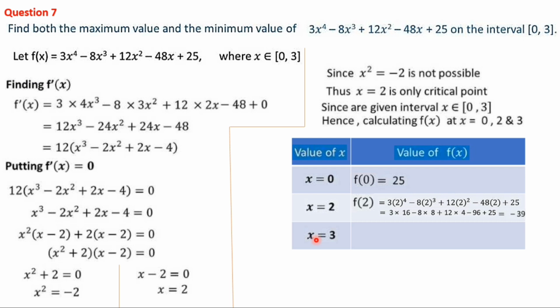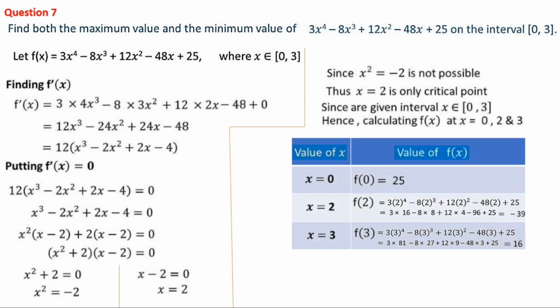The next is 3. x is equal to 3. When you replace x and put 3, that is f of 3 is equal to 3 into 3 power 4 minus 8 into 3 cube plus 12 into 3 square minus 48 into 3 plus 25. It's written. Then 3 into 3 power 4 is 81, minus 8 into 3 cube, which is 27, plus 12 into 3 square, which is 9, minus 48 into 3 plus 25. When you do the calculation, you will get the answer as 16.